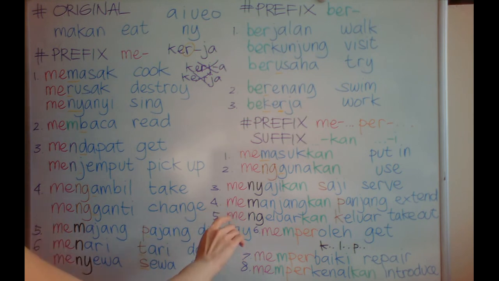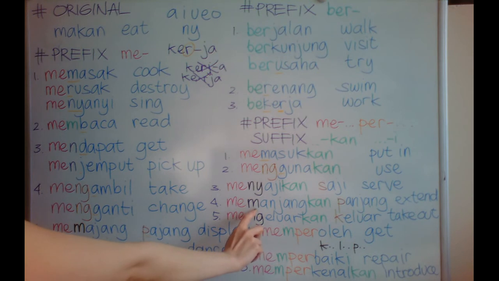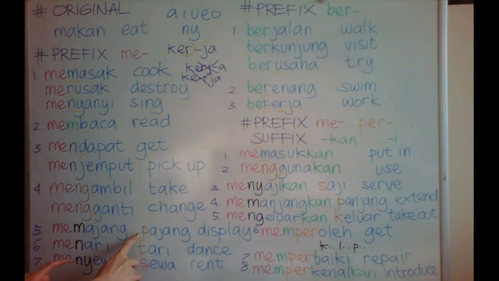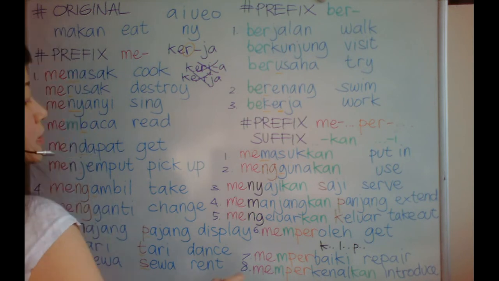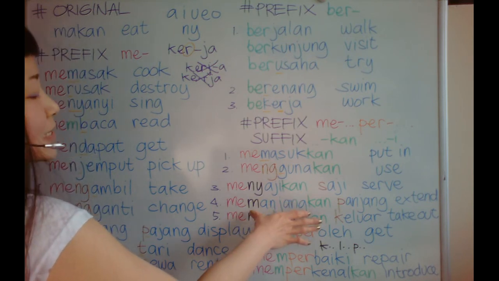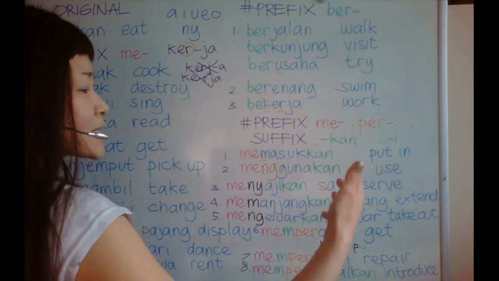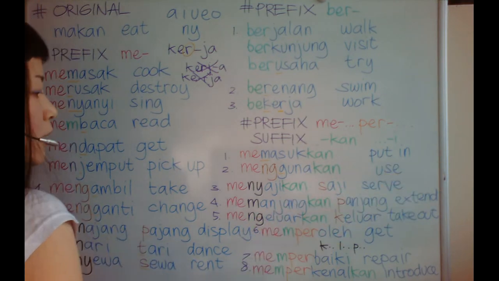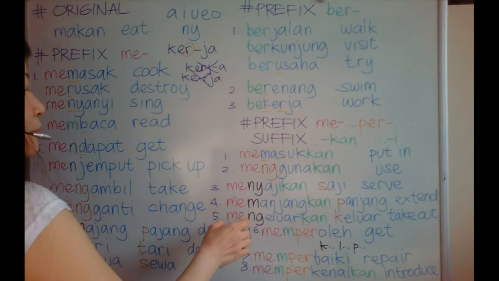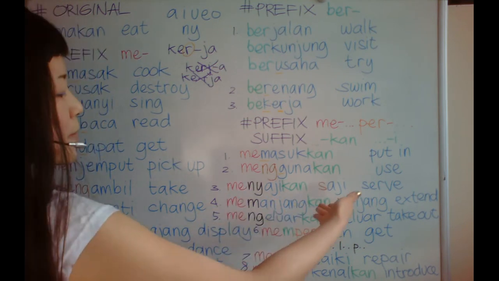Number 4, started with P, changes to become M. We can see here, P becomes M. From panjang means long. Here it becomes manjang. Panjang is long, but to say extend, we cannot say panjang because panjang is long. We put the prefix me, we put the suffix kan, and this becomes memanjangkan.